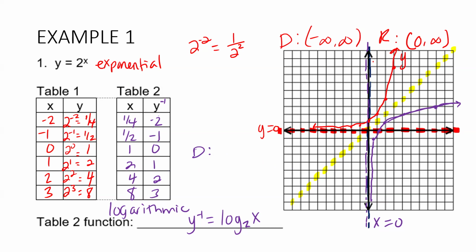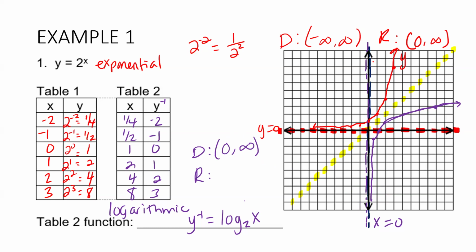Where does it start on the left-hand side? It's greater than 0. We start at 0 and we continue to infinity. Do we ever cross 0? It's my boundary line. And what is the range of this function?